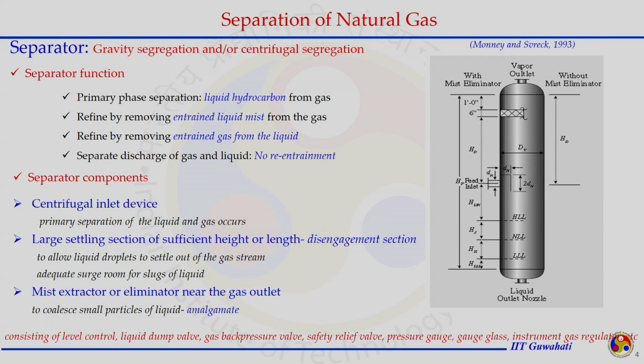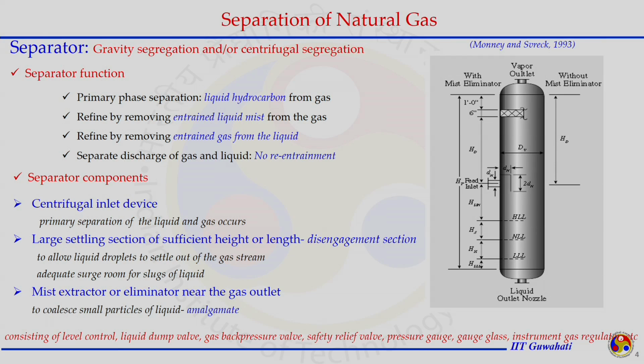Considering the function of the separator, separating the phases, considering these 4 primary parts, the separator components could be divided into 3 parts. First one, the inlet. At the inlet itself, primary separation should happen. The heavier hydrocarbons or liquid phase hydrocarbon compounds are all getting separated at the inlet itself because of gravity.